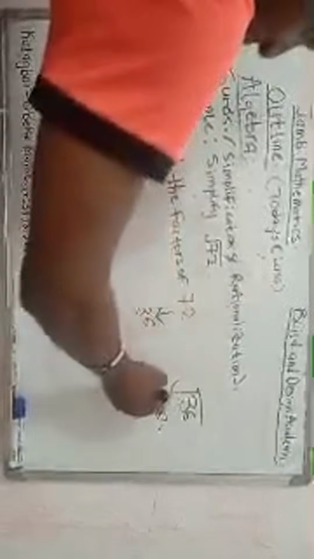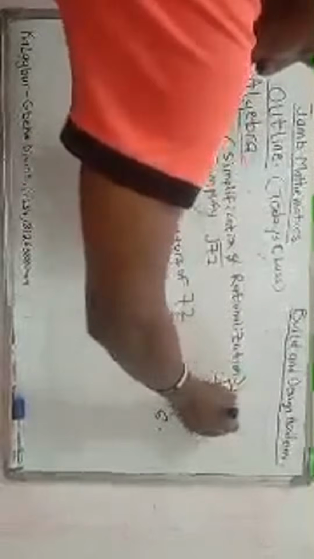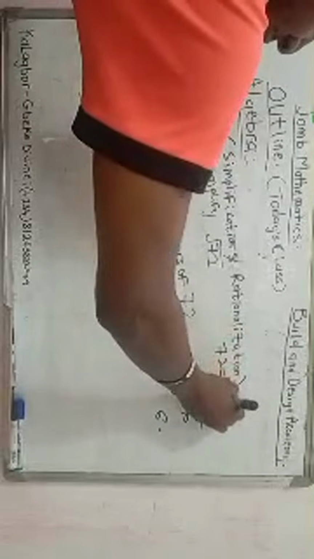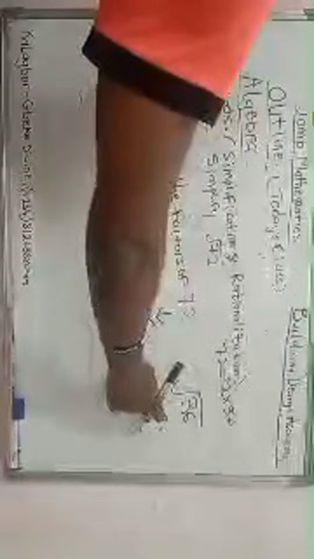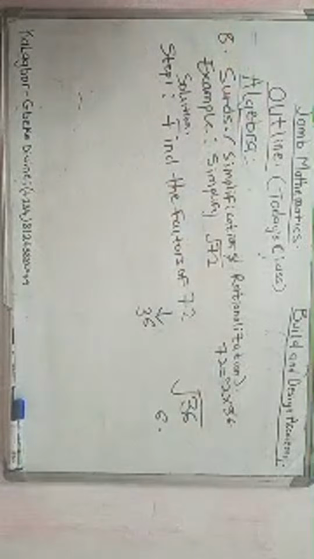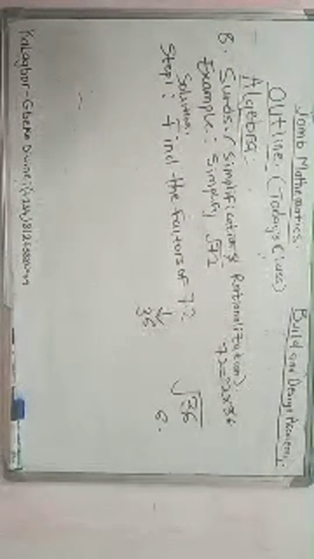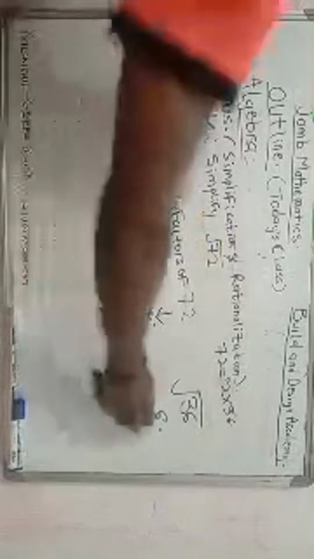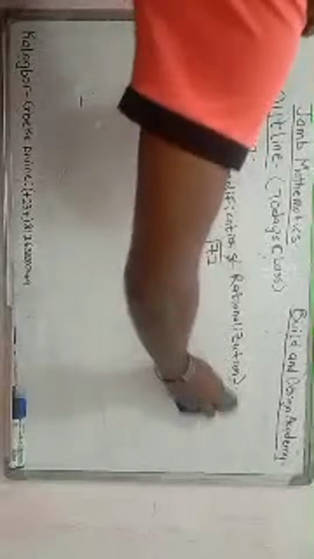Now, 72 is equal to 2 times 36, they are the same thing. And we know that if we take the square root of 36, we get 6. So this will go, because 36 is a perfect square, and the square root of 36 is 6.